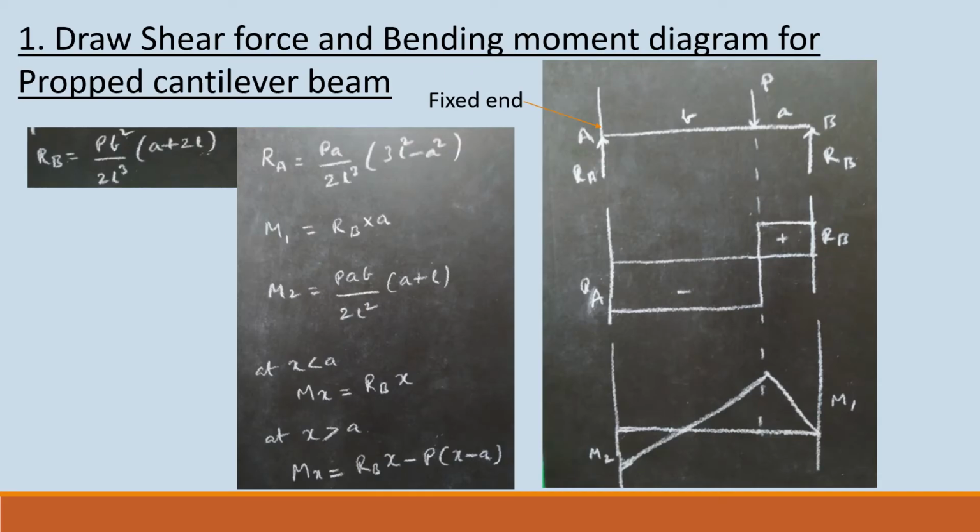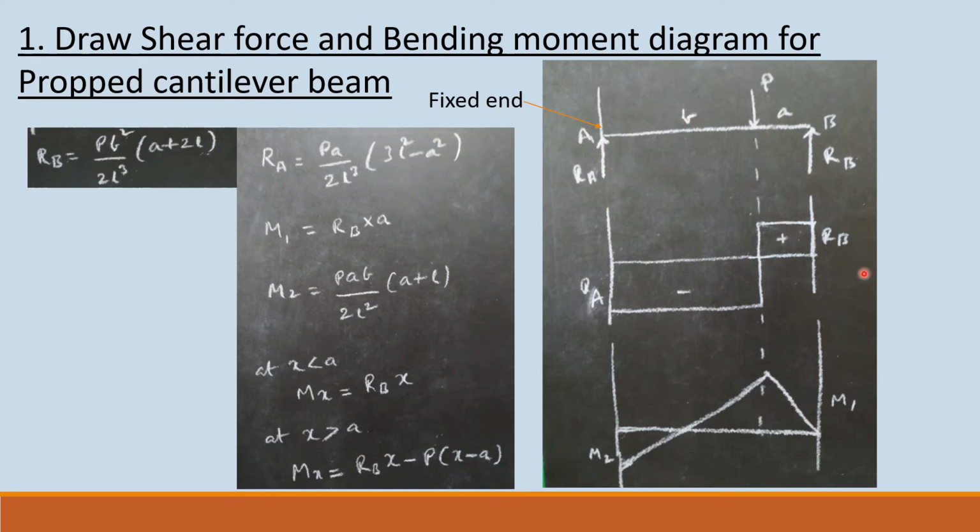Draw shear force and bending moment diagram for propped cantilever. A propped cantilever is a cantilever fixed at one end and supported at the other. Here in this picture you can see load P is applied at a distance A from point B, and from the point of load application to the fixed support the length is B. The total length is L.